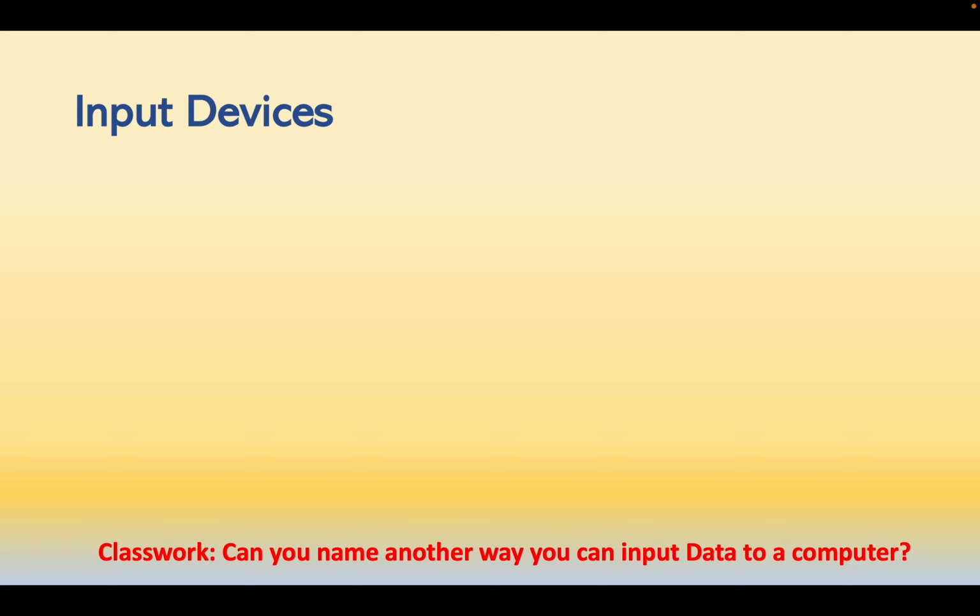So the input devices that we have. These are ways of sending data to a computer. So what is data? Data is any type of information on a computer. And the most basic form of data is called a byte, B-Y-T-E.